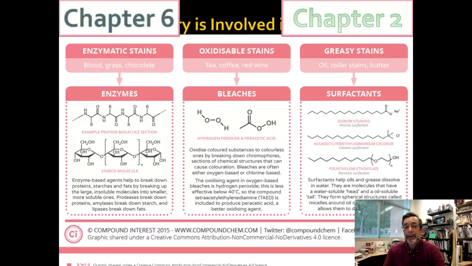Now chapter 6 is going to talk about another thing. If you have blood, grass, or chocolate, those are protein-based stains. So to break those apart, you want to use a protease. Remember that proteases will break the amide bonds. And so you actually have special proteases in detergents that will take care of blood, grass, and chocolate stains.